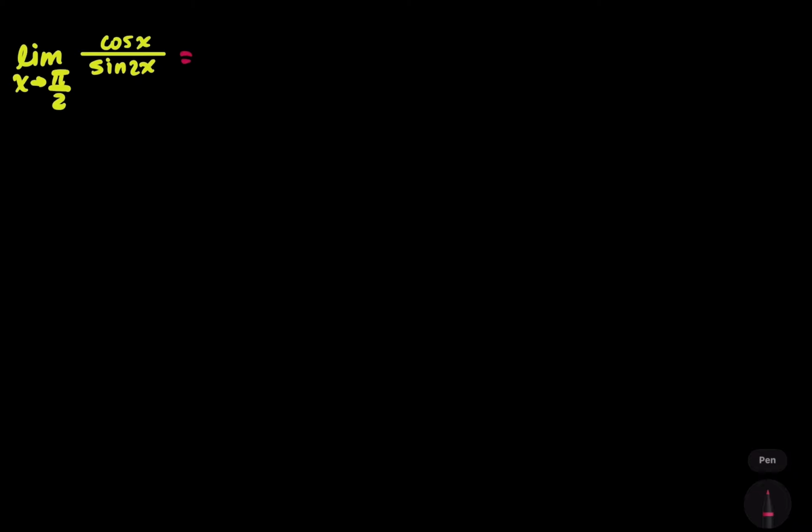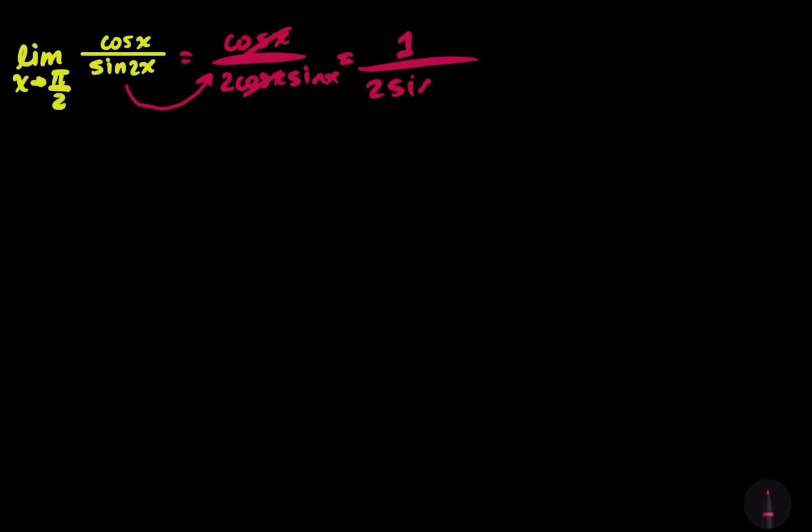And so what we can do now is manipulate this a little bit. We have the sine of 2x in the denominator, so what I think to do is expand it in terms of the double angle identity for sine. So here we'll have cosine of x in the numerator. In the denominator, we'll have 2 cosine x sine x. This term and this term will cancel out quite nicely. So we're left with 1 over 2 sine x.